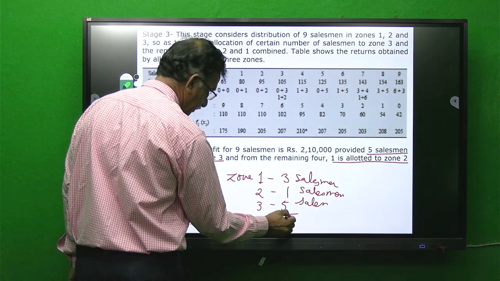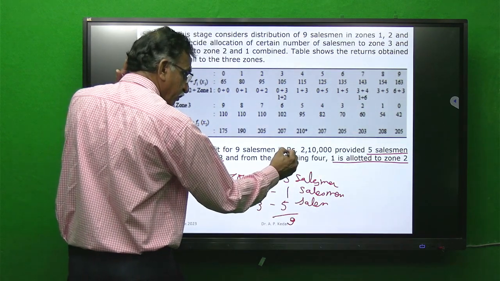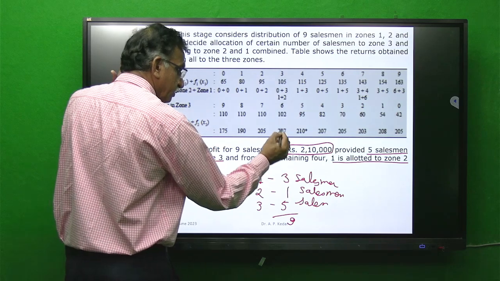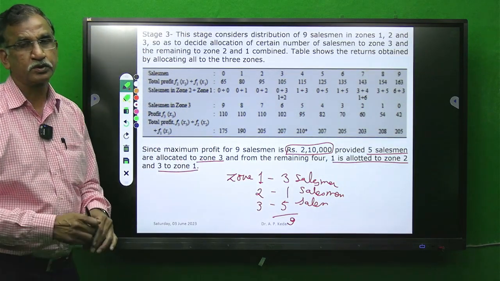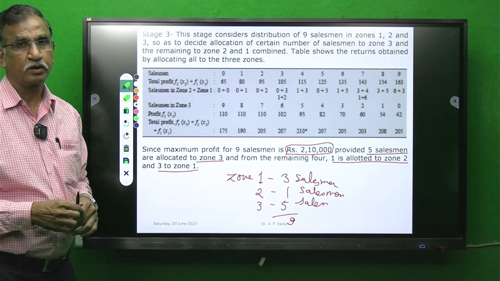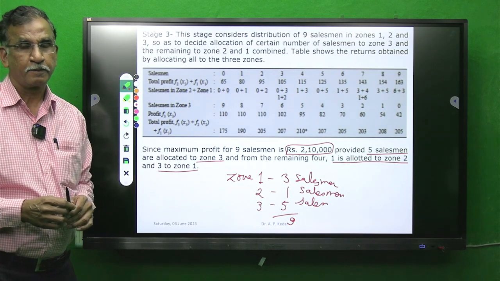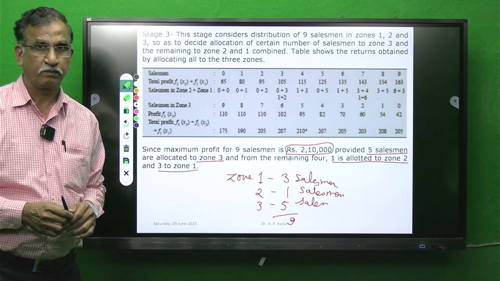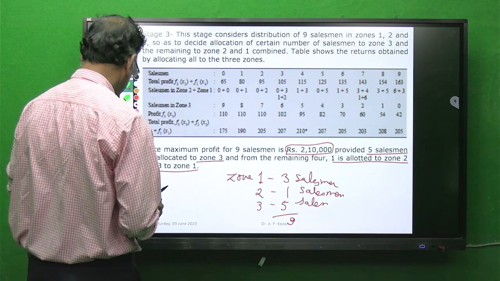Total is 5 plus 6, 3 9, and this particular is our sales figure. So this is how we solved the problem another way, with a discrete variable. So now let's move ahead.